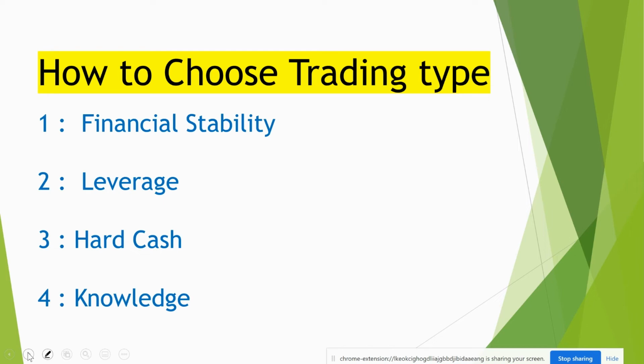Leverage. Never use any kind of leverage. Option trading is full of leverage. Equity cash is full of leverage. Never use that leverage. Leverage is the basic tool for a broker to earn money from you. So don't use leverage. Why do we want leverage? Leverage is a slow poison, guys. Don't use leverage. Hard cash.